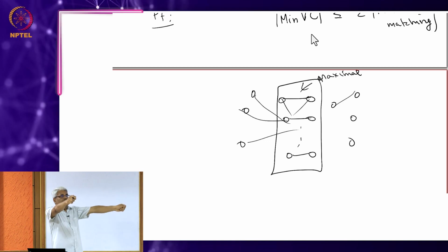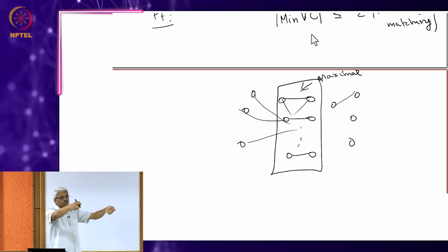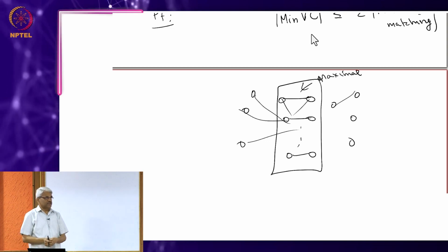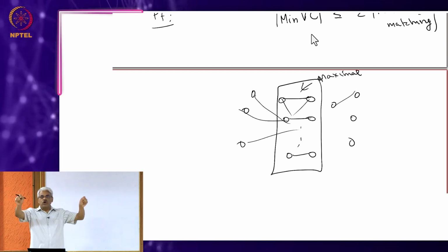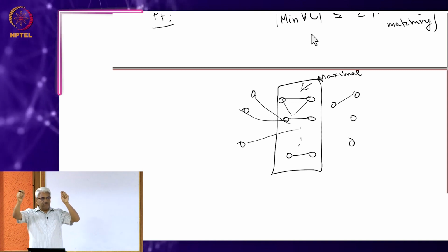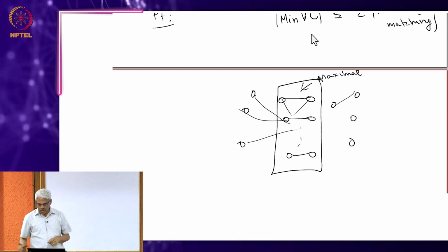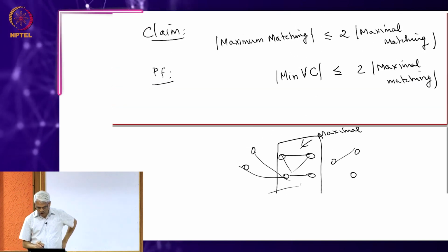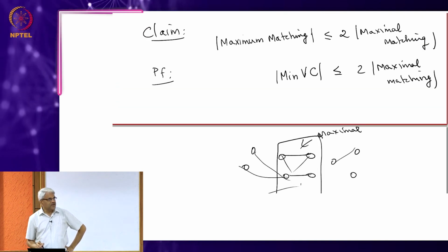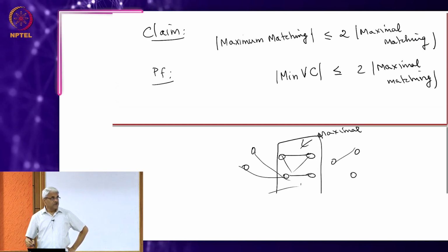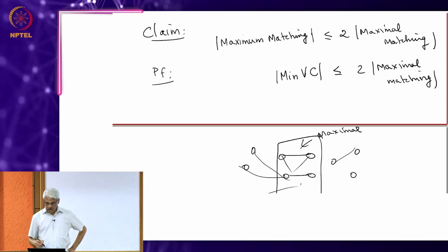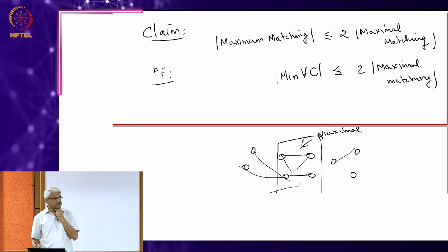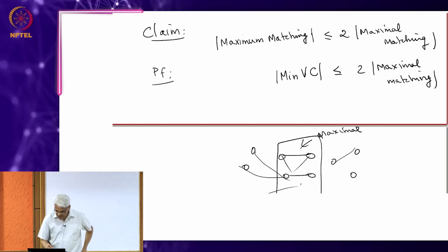Exactly. If there is an edge which is not covered by it, why did you not add it to your maximal matching? It contradicts the fact that this is a maximal matching. Since this is a maximal matching, there is no edge exclusively outside. So, every edge will have some endpoint. So, if you take all this set of vertices, that forms a vertex cover of size 2 times the number of edges in the maximal matching. So, the minimum vertex cover may be even smaller than this.